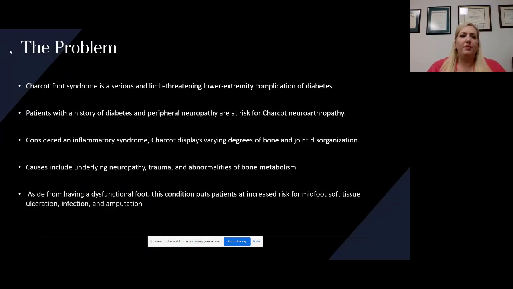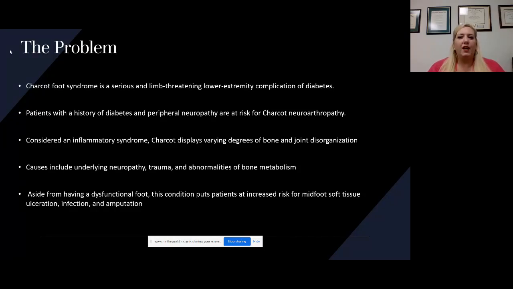Let's talk about Charcot for a minute. So Charcot syndrome is a serious and life-threatening condition that develops in the lower extremity. We see it a lot in patients with diabetes, but patients with other neuropathy, either alcoholic neuropathy or other toxicities, or even neuropathy because of the surgery or impingement in the back. But most commonly, we see Charcot in patients with diabetes. Patients with a history of diabetes and that peripheral neuropathy are at a higher risk for what is called a neuroarthropathy. That's what Charcot is considered. It's also considered an inflammatory condition.